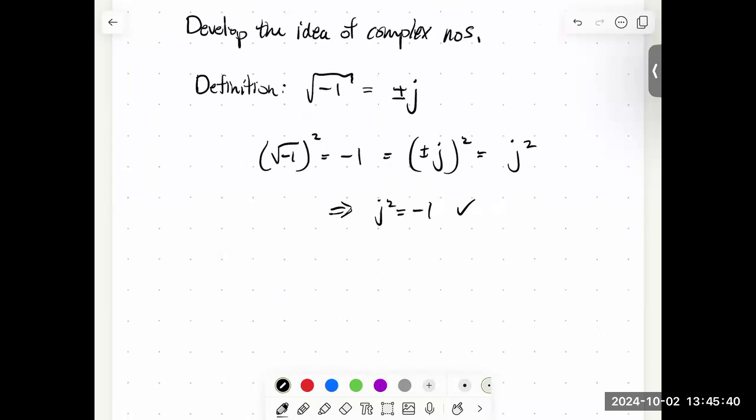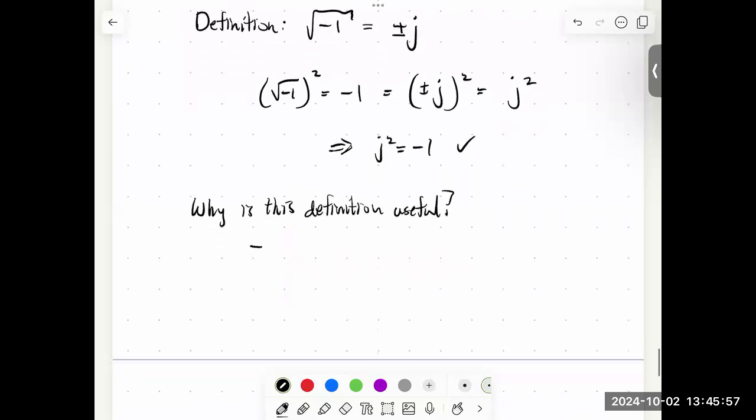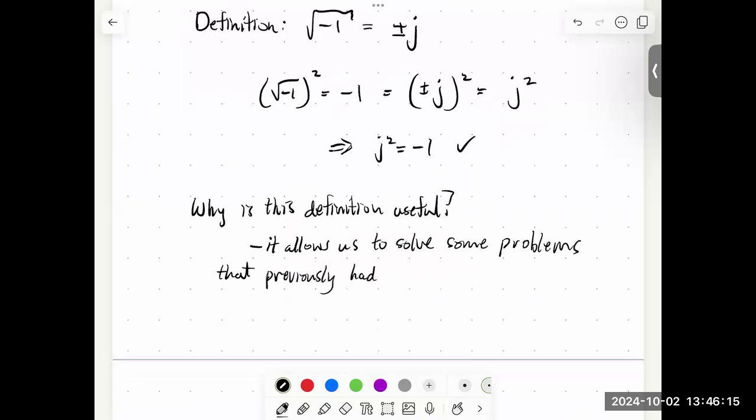Let's see why this is a useful tool to have to solve some problems. And we're going to start by thinking about not electronics, just a simple math problem. Okay, so why is this definition useful? It allows us to solve some problems that previously had no obvious solution.